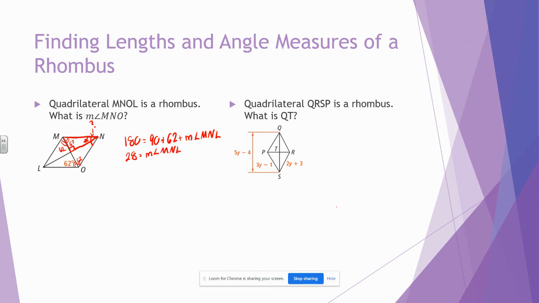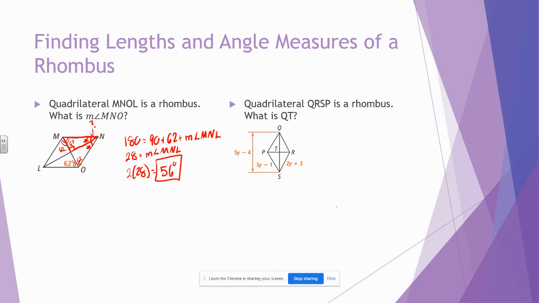We don't want just that little sliver though, we want the whole thing. Since this line, LM, bisects this angle, LNO is going to be the same measure. So we can just go 2 times 28, and that will give me 56 degrees as my answer.